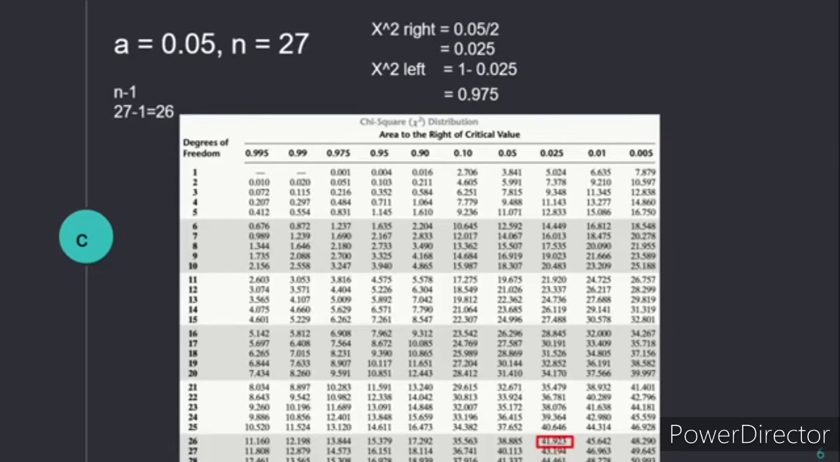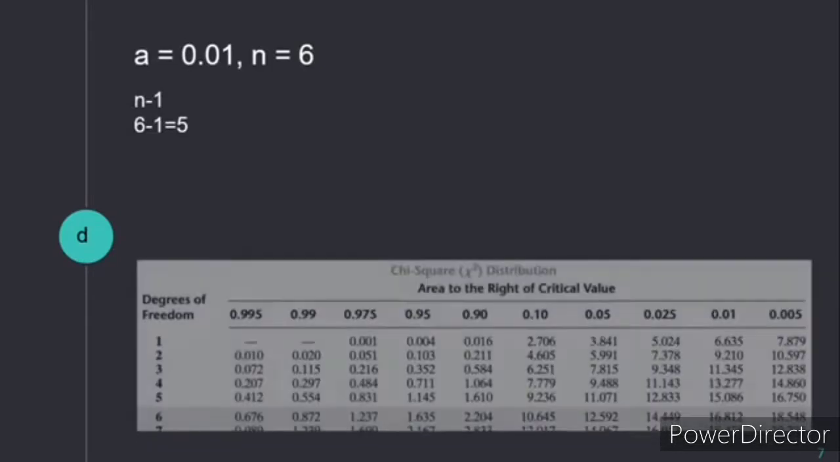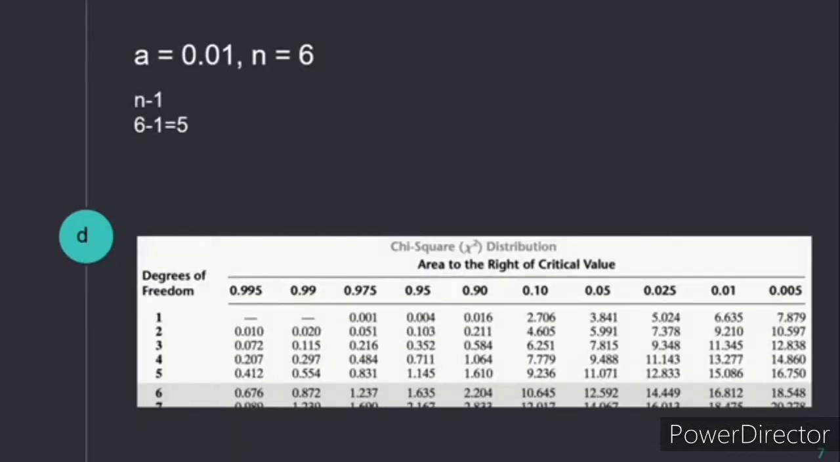The answer is 41.923. And for the chi-square left, the answer is 13.844. So, that is letter C. And letter D, alpha is equal to 0.01 and n is equal to 6. N minus 1 is equal to 5. So, our degrees of freedom is 5.